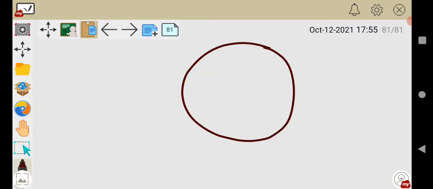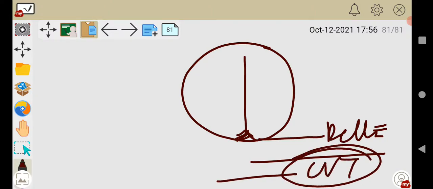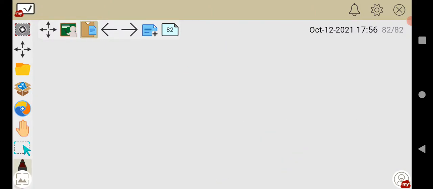Then again, there will be something like this pattern. This is called the delta sign. Delta sign is seen in CVT, cerebral venous thrombosis, right? Don't forget, it's also important.